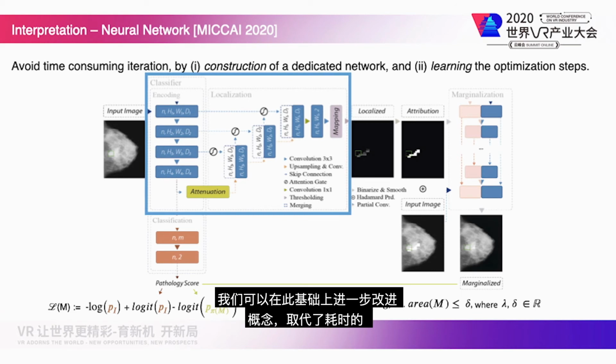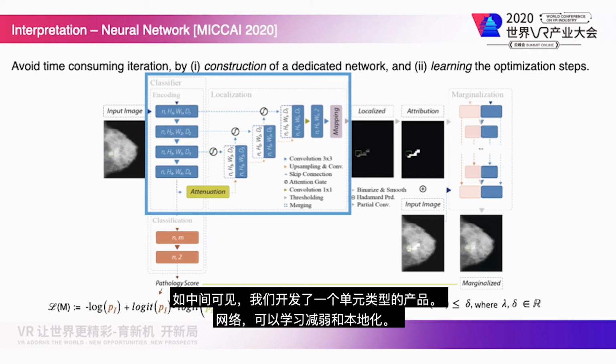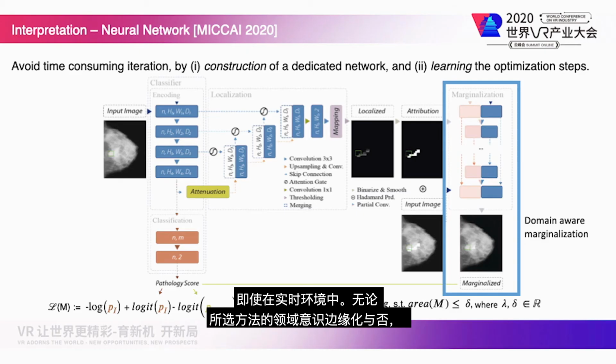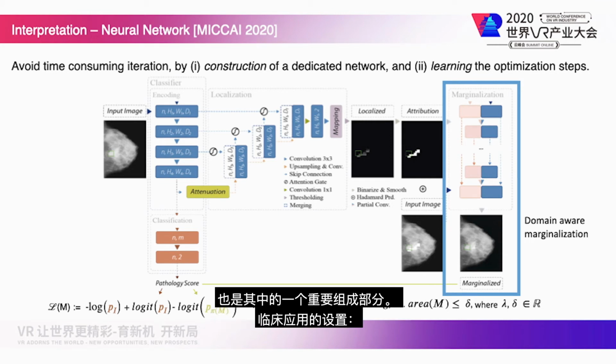We can further improve upon this concept by replacing the time-consuming iterative optimization through the utilization of a dedicated neural network. As visible in the middle, we developed a U-Net-type network that learns to attenuate and localize pathology-related features of a given classifier. Once trained, this network can deliver the desired attribution in a single forward pass, thereby providing faithful and informative interpretation even in real-time environments. Irrespective of the chosen method, domain-aware marginalization is a key component in this setup for clinical applications.